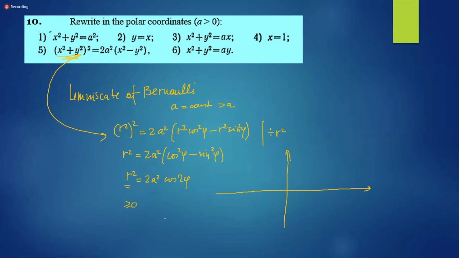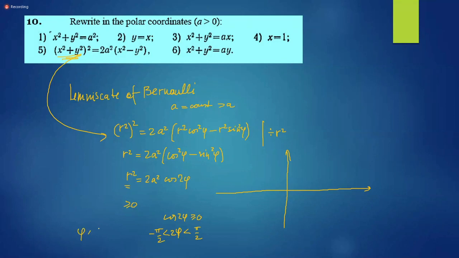So we have to see, because r squared has to be non-negative, it means cosine of the angle has to be non-negative. That means the angle 2 phi should be between minus pi half and plus pi half, for cosine to be positive. That is the angle phi itself. Now we are looking at the domain of a polar function, which is interesting.